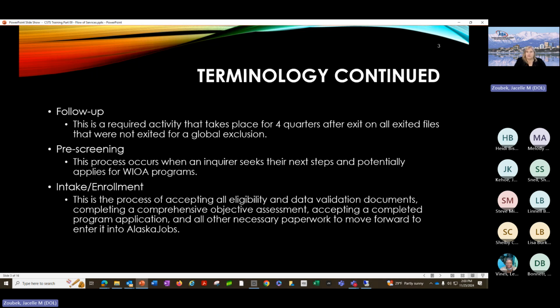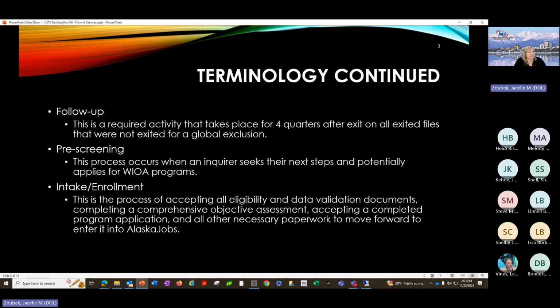Although it's pretty important to start that follow-up, especially if the participant gained employment or was going on to higher education, just to check in and make sure that things are going okay for them, and give them any coaching or counseling that might be necessary.